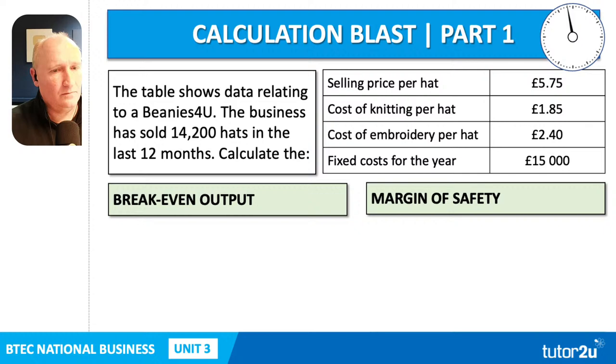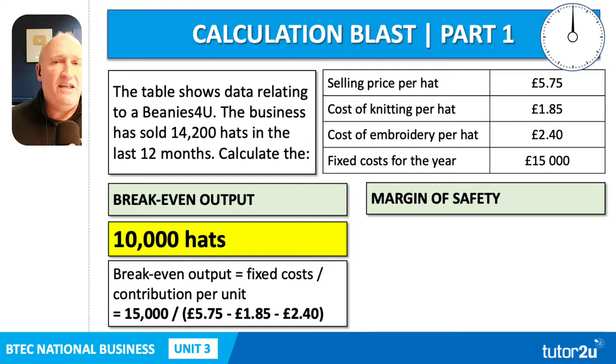There we go, a minute. Amazing how much you can get done in a minute, and lots of correct answers coming into the live chat. Don't forget, we're dealing with break-even. We need to include the units, but lots of people have correctly identified that the break-even output is 10,000 hats. So let's just go through why that is.